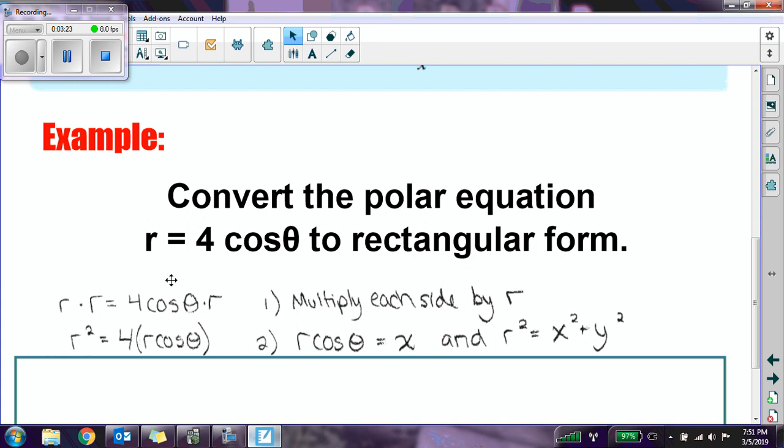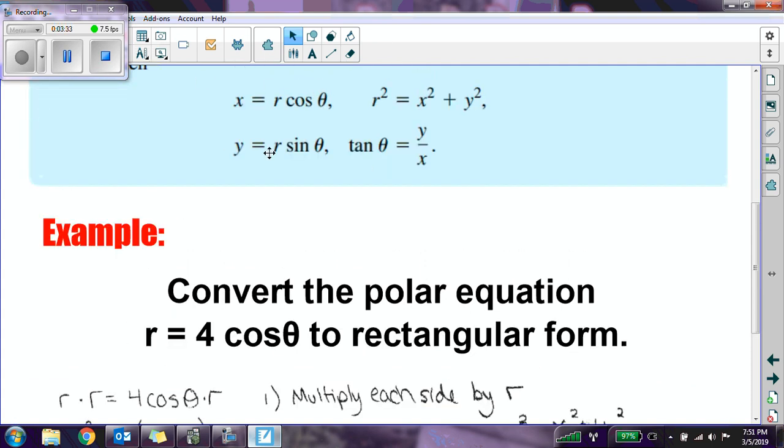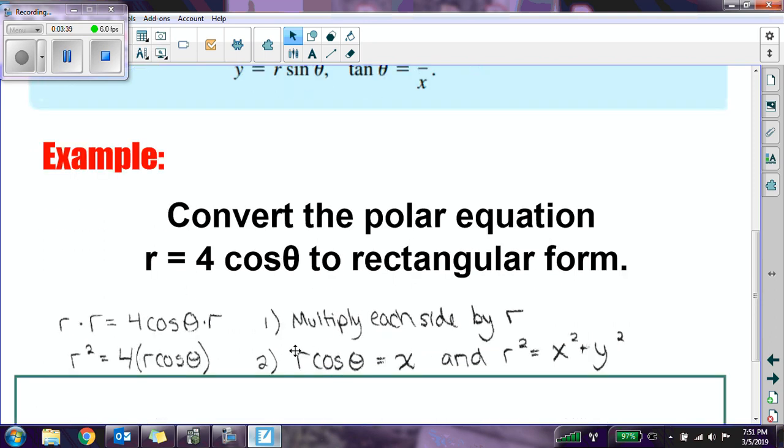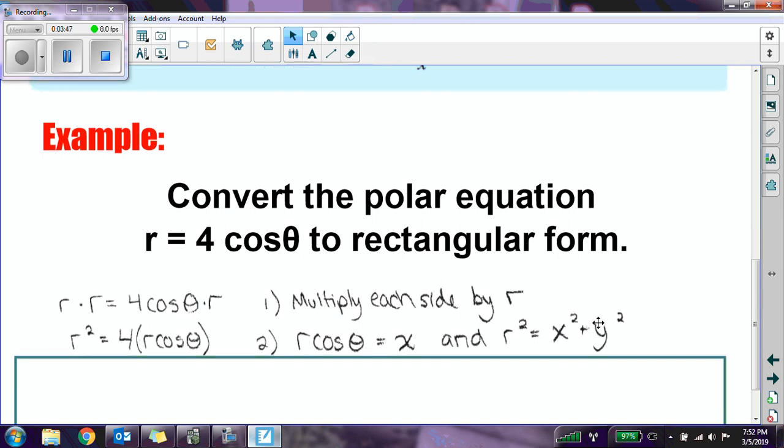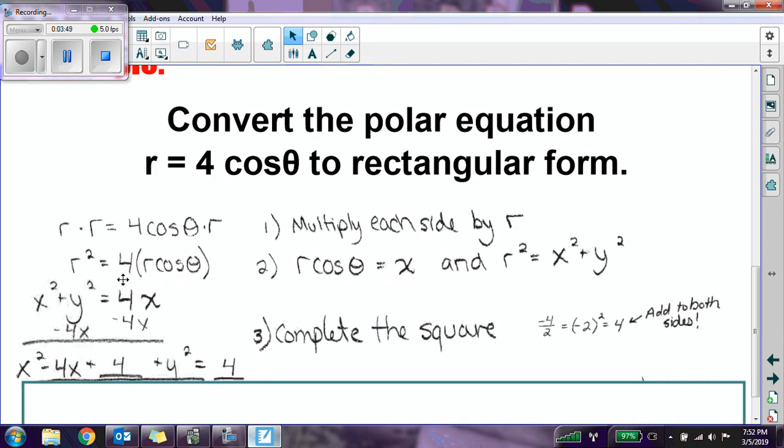And if I multiply this side by r, notice I put in parentheses r times the cosine of theta. Because from your above formulas, r times the cosine of theta is equal to x, which I have here. And our r squared, we know, is equal to x squared plus y squared. So next we're going to substitute those values in for the r cosine of theta and the r squared. Now we have our equation all in terms of x and y, which is a good start.